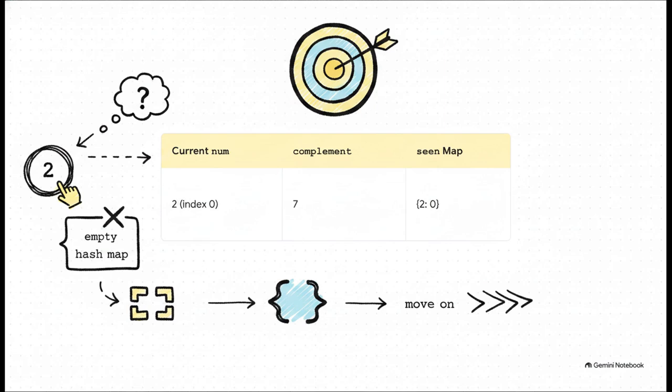Okay, we're looking for a target of 9. We check the very first number, 2, which is at index 0. Its complement is 9 minus 2, which is 7. Now is 7 in our hash map? Nope. The map's totally empty right now. So we just store the current number, 2, and its index, 0, right into our map, and we move on.